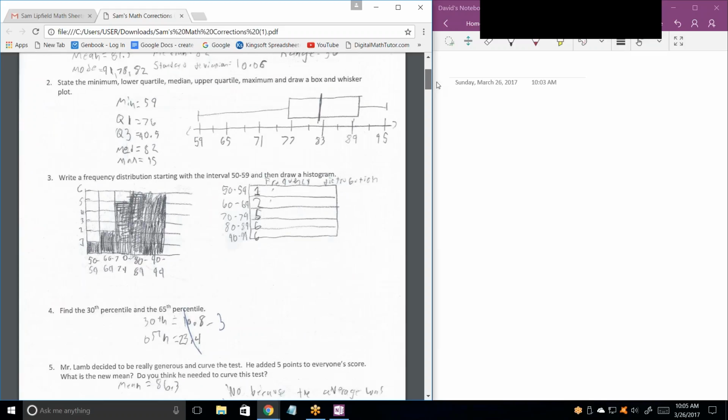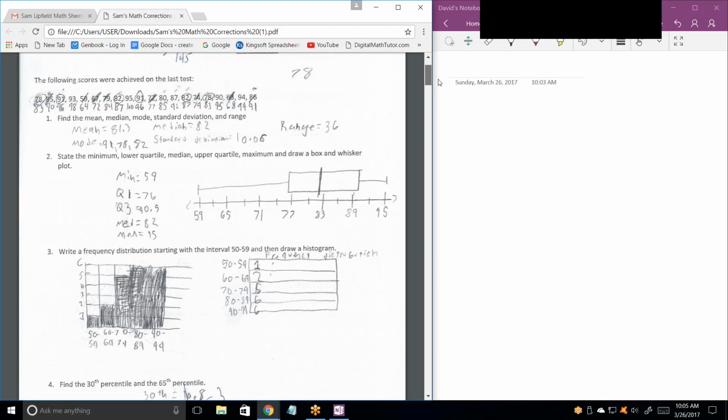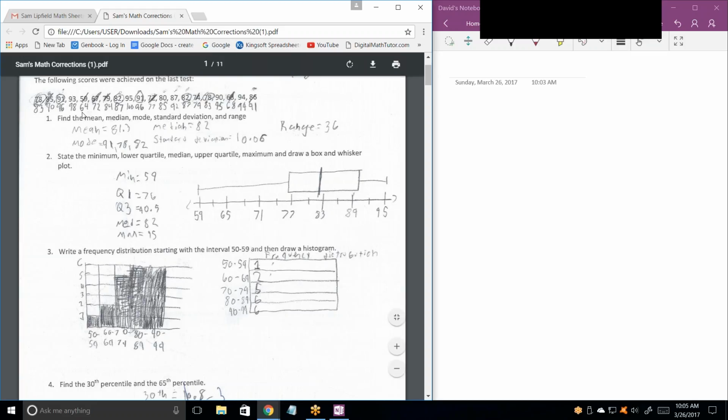Find the 30th percentile and the 65th percentile. Well, let's think about that for a moment as to what that must mean. First of all, you need to put all of these, what exactly did you do up here? The first step is usually to put all of these in order. Yeah, that's what I did.